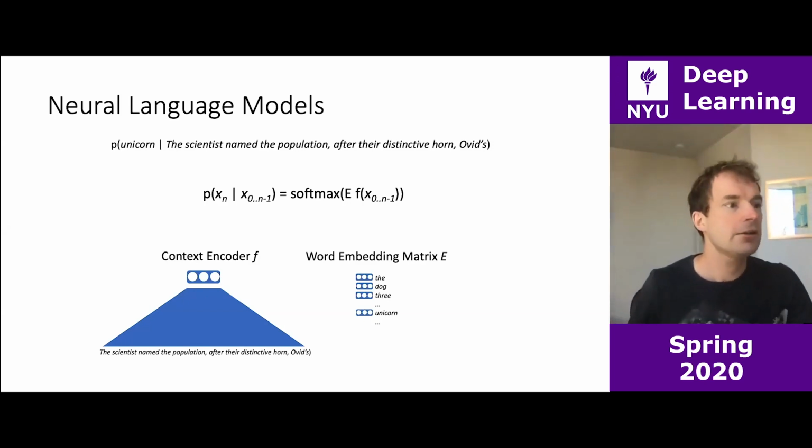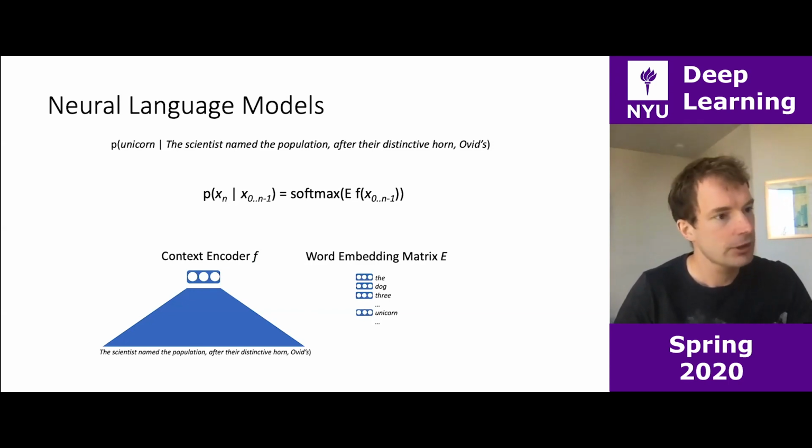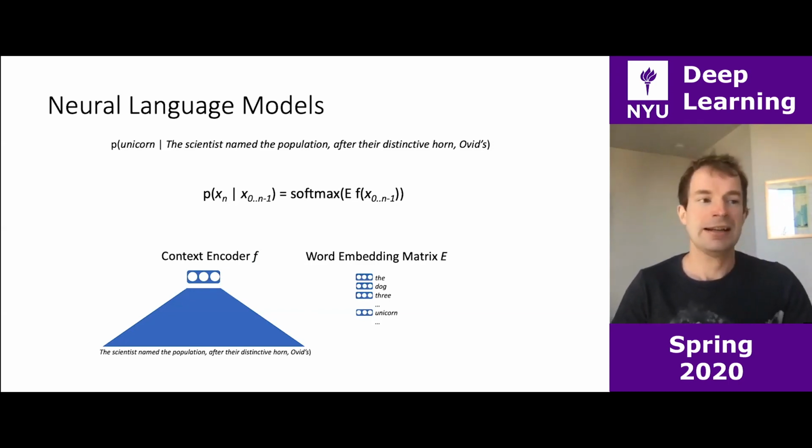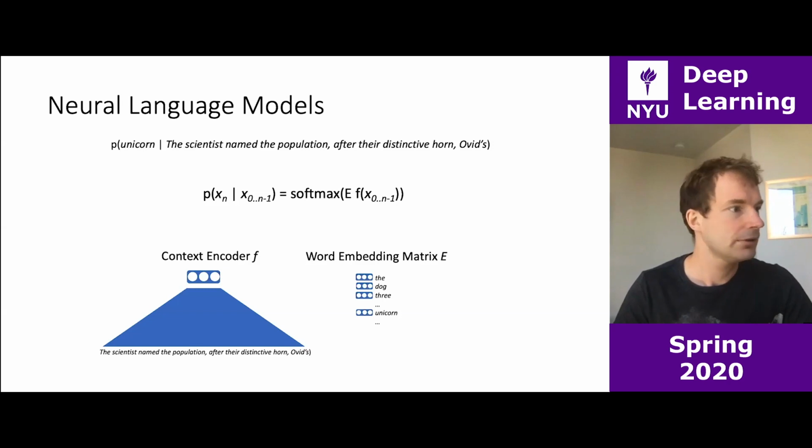Okay, so the detail here is that often we don't deal with words directly. We deal with things called subwords or even characters, but all the modeling techniques remain the same. All right, so all the skill here is in this context encoder. How do we build this?